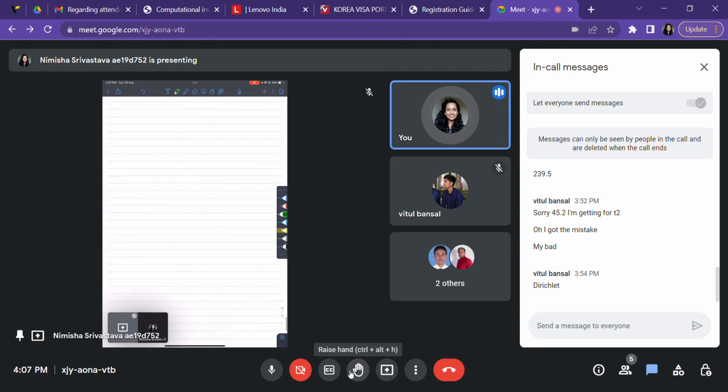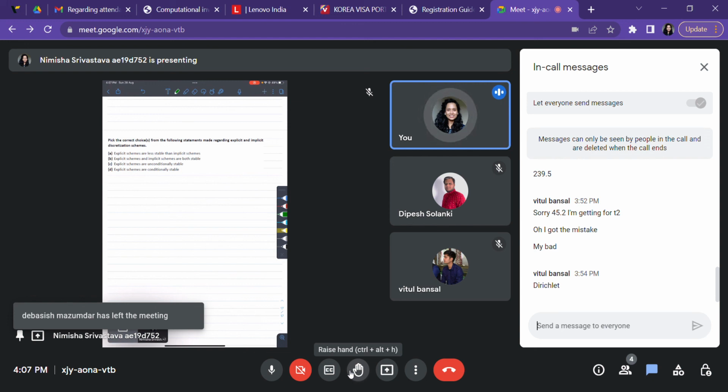Just this one last question that was also there: pick the correct choices from the following statements made regarding explicit and implicit discretization schemes. Explicit schemes are less stable than implicit schemes. Explicit schemes and implicit schemes are both stable. Explicit schemes are unconditionally stable, or explicit schemes are conditionally stable. So you know the answer for this already, and I'm just going to leave it to you. But just in case you do not know the answer, it is basically this. Explicit schemes are less stable than implicit schemes, and explicit schemes are conditionally stable. So these are the two correct answers for this.